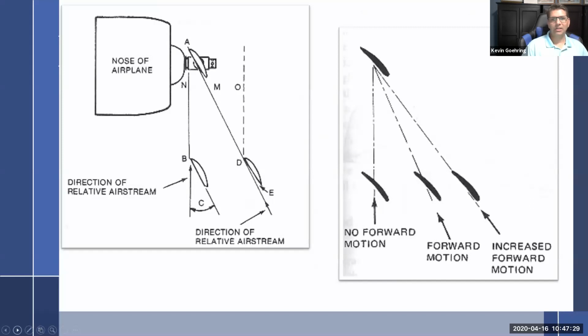Did the same thing here, showed the angle of attack breaks on and angle of attack breaks off. Same thing here, breaks on, starting to roll.